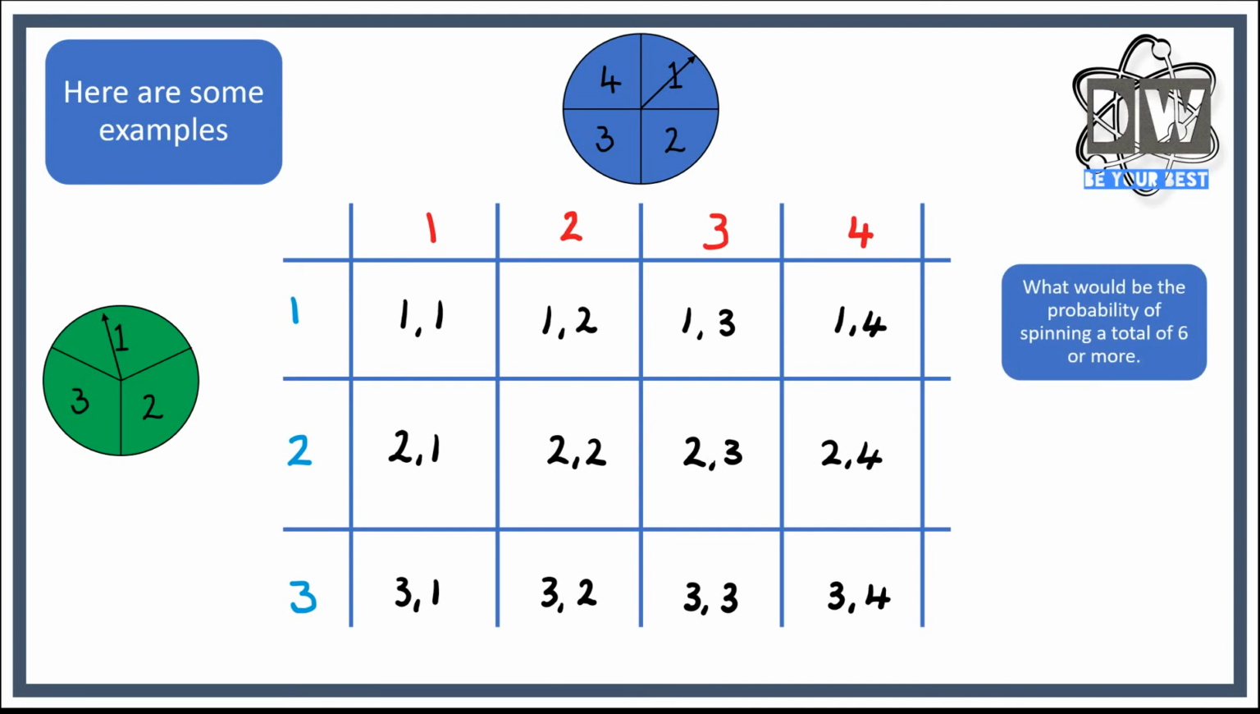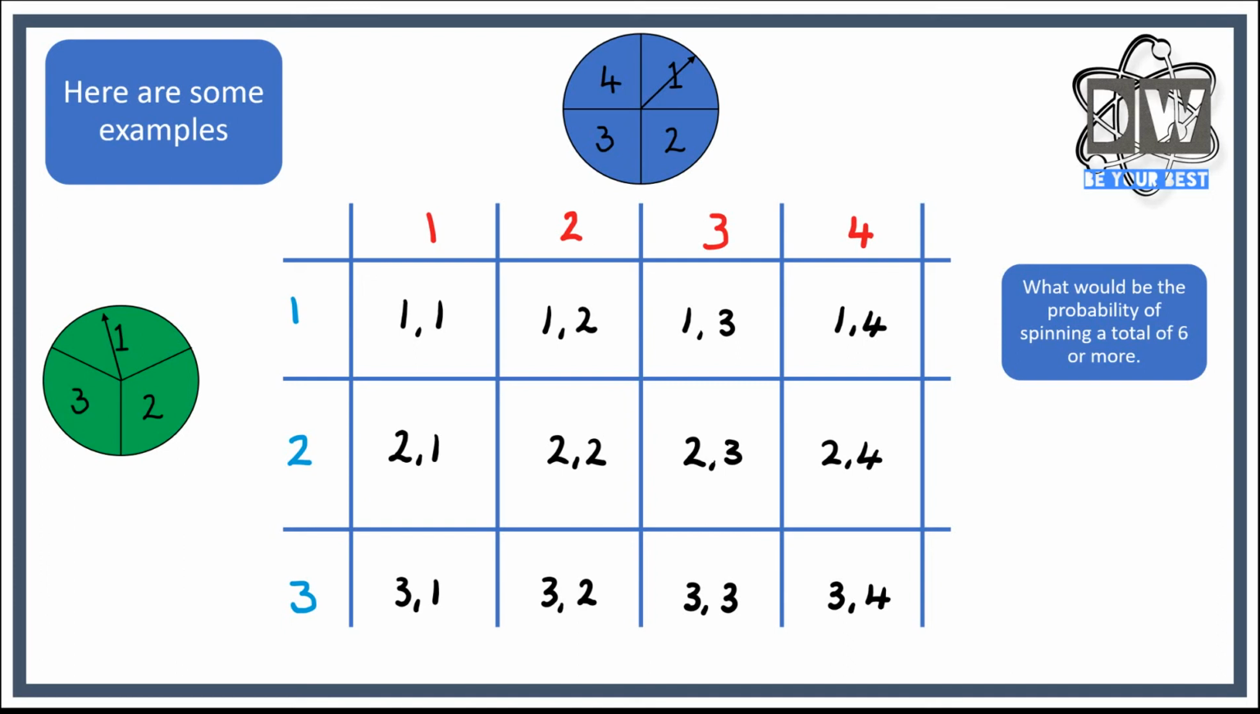So let's bring up our question now. What would be the probability of spinning a total of 6 or more? So you can see here I have spun a 1 and a 1, so my total would be 2. Okay, that's the only help I'm going to give you. What would be the probability of spinning a total of 6 or more? So pause the video at this point, and when you've finished, come back and see if you've got it correct.